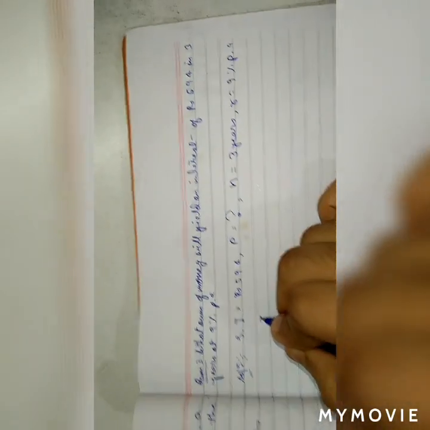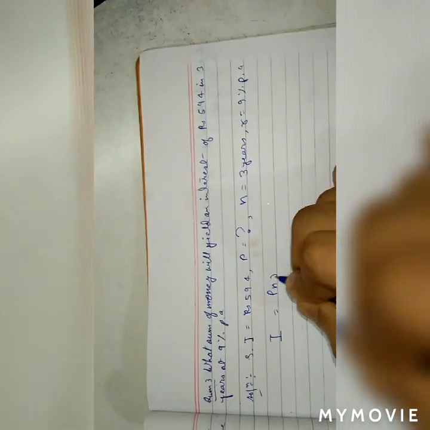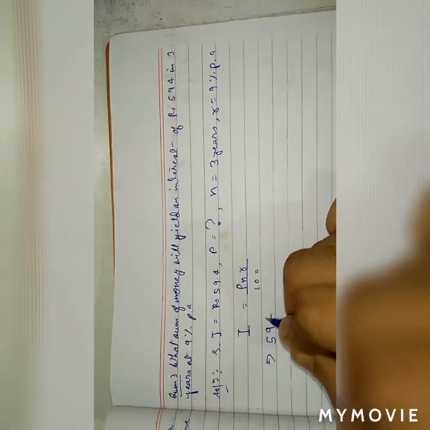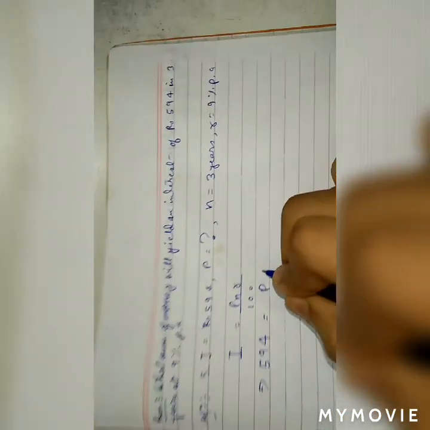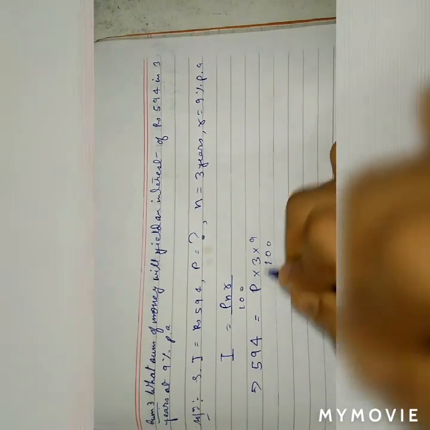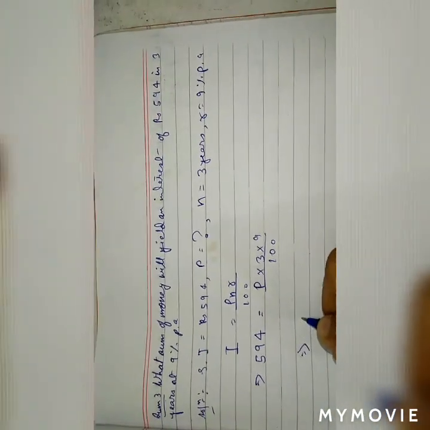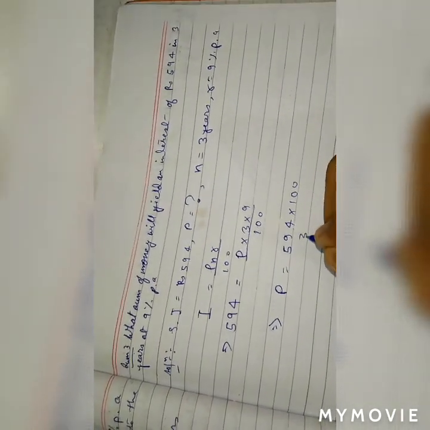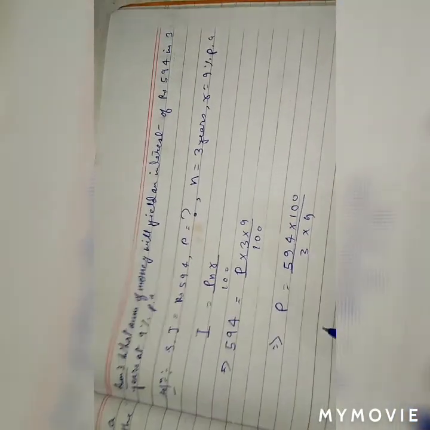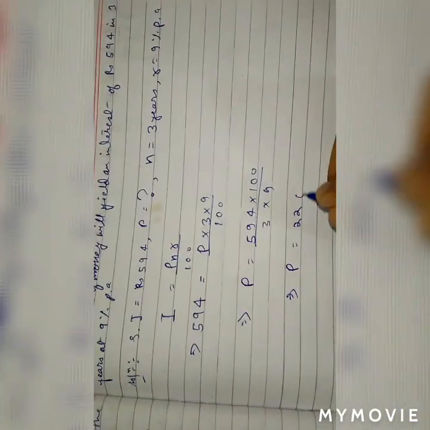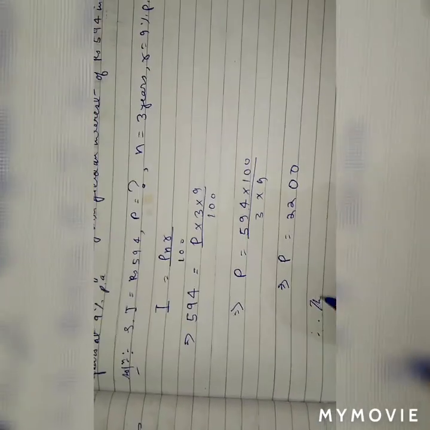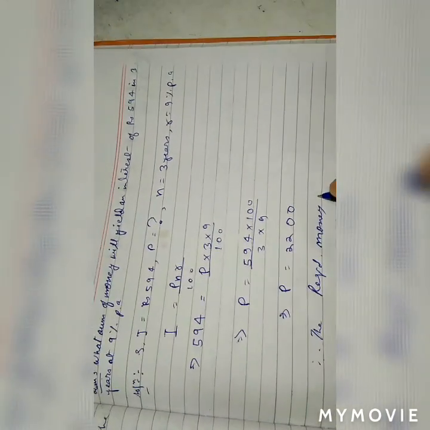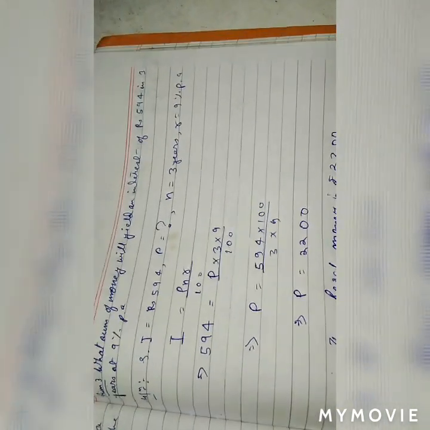Now we will find P. I equals P times R divided by 100. I we know, 594 equals P into 3 into 9 divided by 100. If you solve this equation, you will get 594 into 100 divided by 3 into 9. If you further simplify this, you will get 2200. Therefore, the required money is rupees 2200. The sum is fully completed.